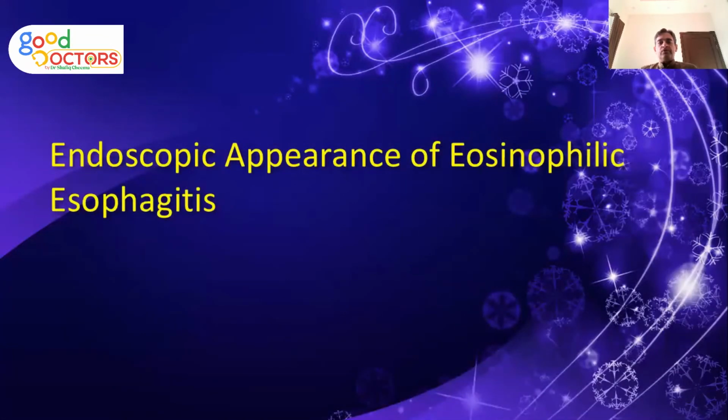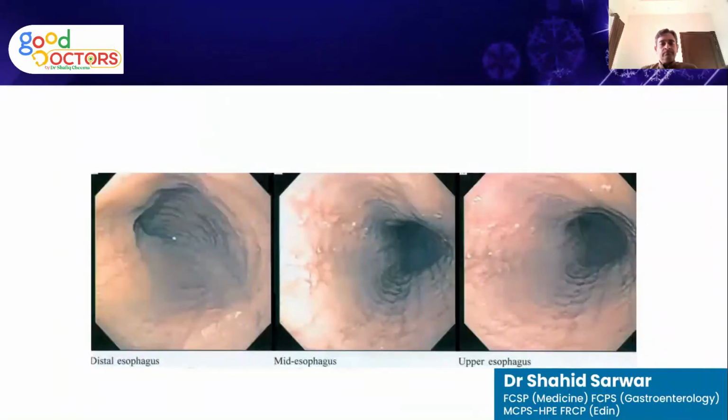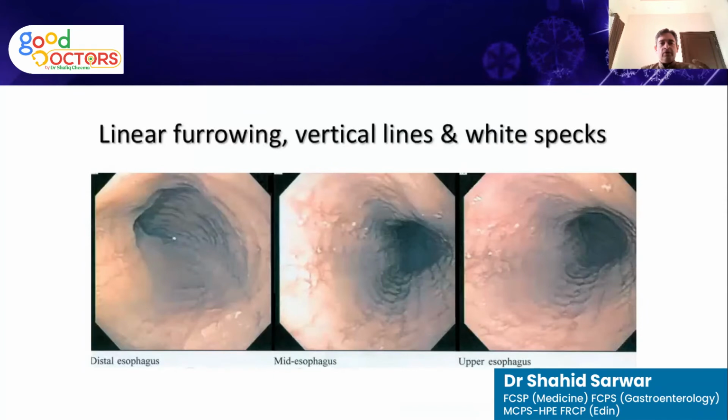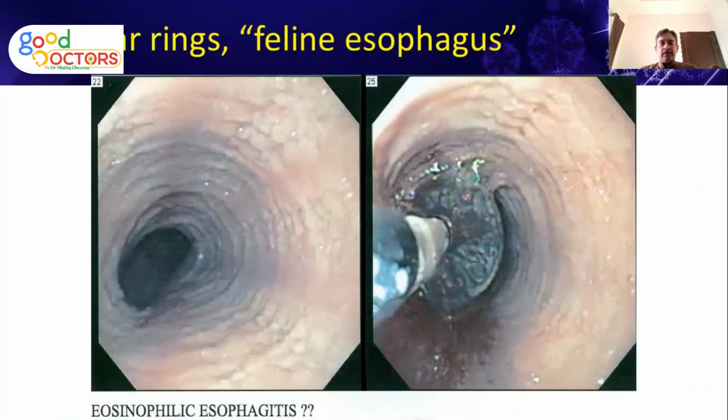So primarily, the diagnosis is histopathological, and that is only possible after performing an endoscopy. So how does this disease appear on endoscopy? You may find linear shearing, linear erosions, and linear ulcerations. There may be linear furrowing, vertical lines, white specks can also be visible. And this is circular. This is very classical of eosinophilic esophagitis. The circular ring-like appearance of the whole of the mucosa is also called Feline esophagus.